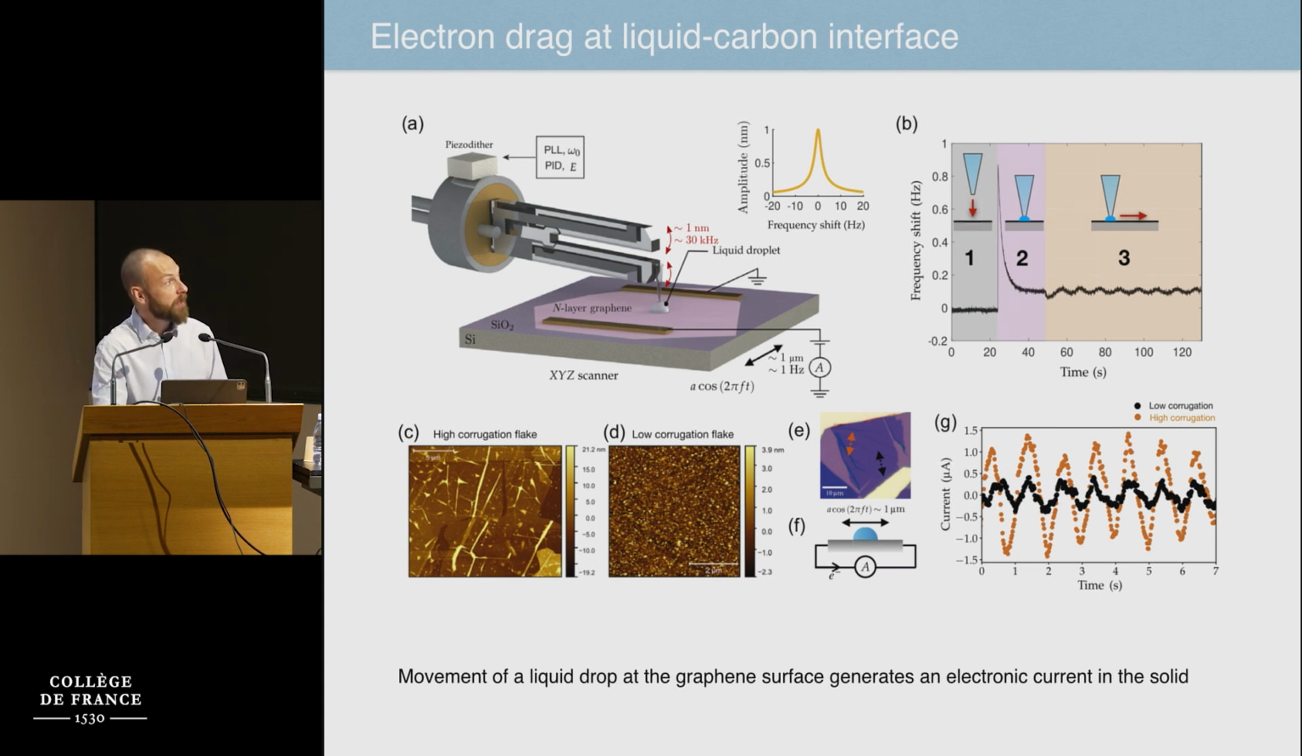And what we observed is that every time the drop was moving, we were able to record a current that was extremely large, and it was also quite weirdly strongly dependent on the corrugation of the substrate. So it was clear that we were observing the fact that the movement of a liquid drop on the graphene was generating an electronic current in the solid.